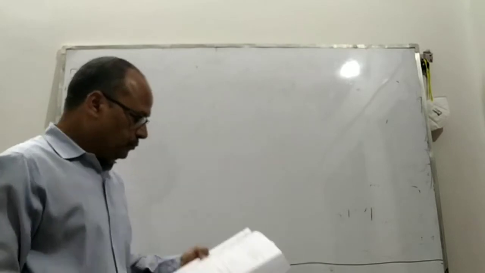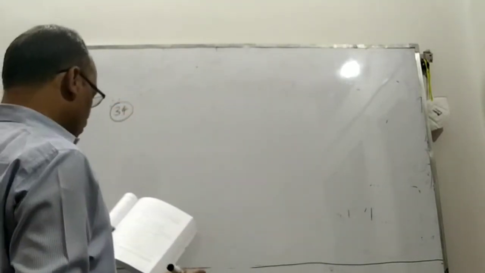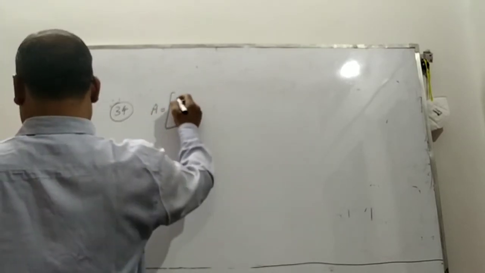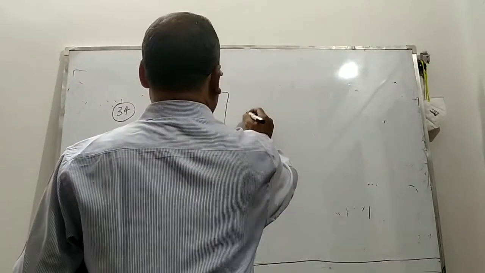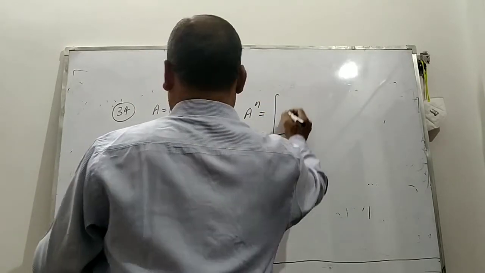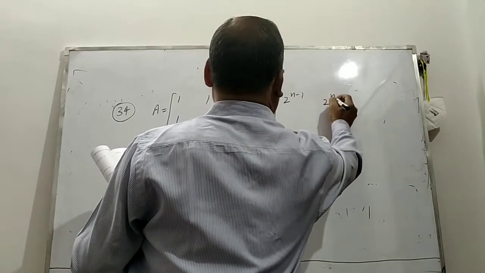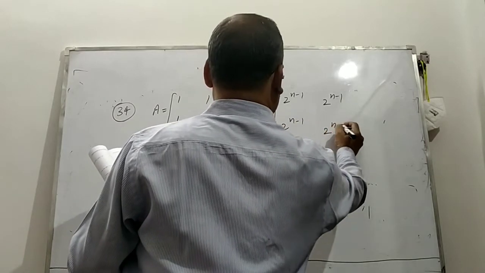Now you will see question number 34. How can you do this type of question? Here A is given as [1, 1; 1, 1], and A raised to power n is given as [2 raised to power n minus 1, 2 raised to power n minus 1; 2 raised to power n minus 1, 2 raised to power n minus 1].